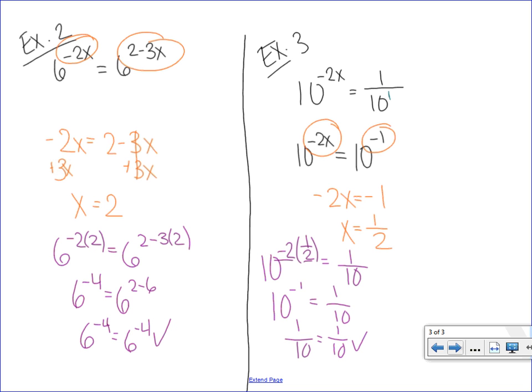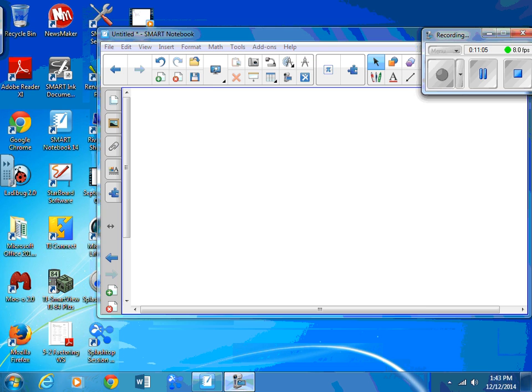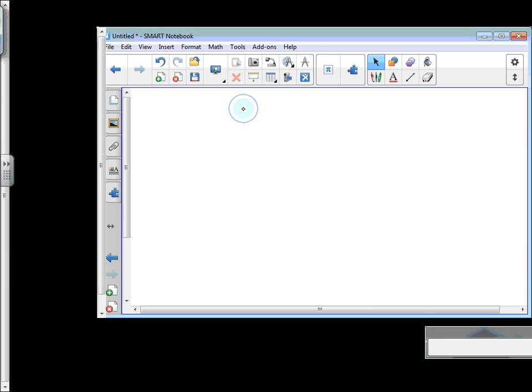Okay, so sometimes it does take a little bit of work to get these common bases. Let's do one, maybe two more examples. Let's see how I am doing on time. Okay, we're going to do one more example and I'm done, mostly because I have a class in here.